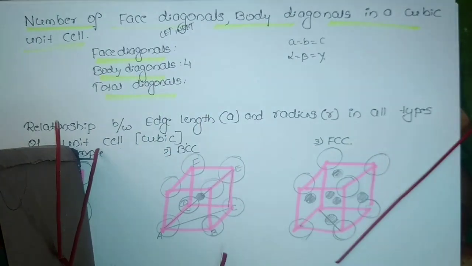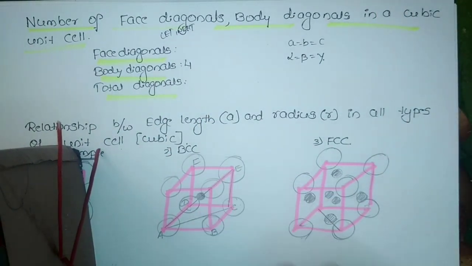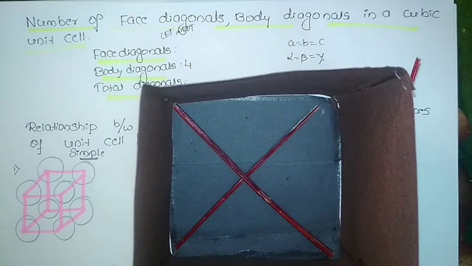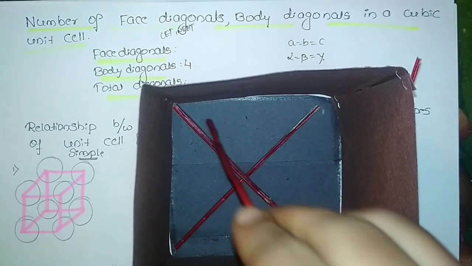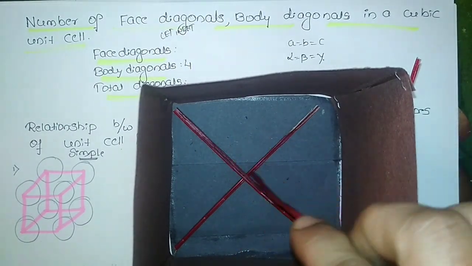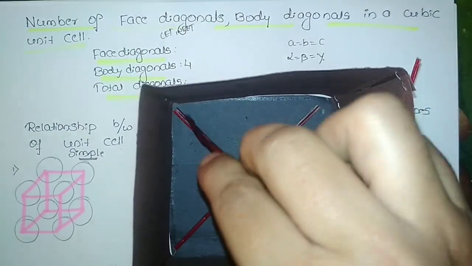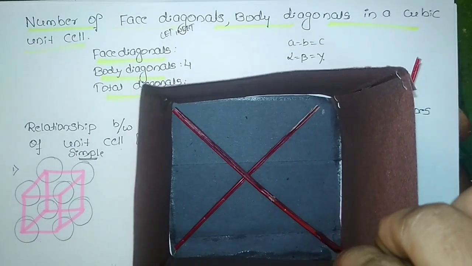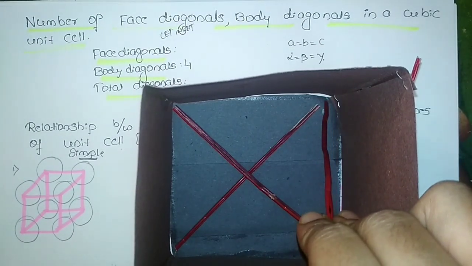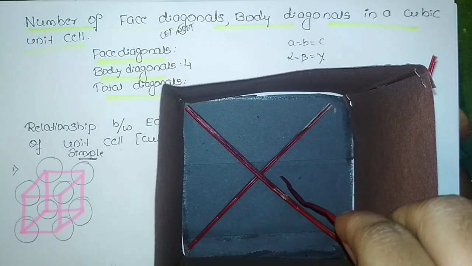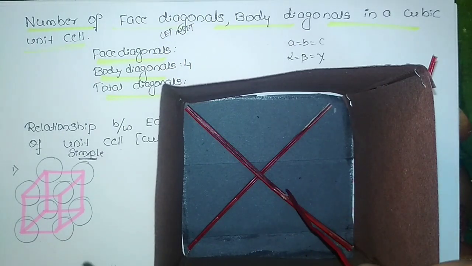Now how many face diagonals will appear? As I told, in a cubic unit cell there are 6 faces. Let us consider this one as one face. From this corner to this corner of the same face, I can put one line, one diagonal. For the same face, from this corner to this corner, this is called a face diagonal. Similarly, from this corner to this corner, I can put another line. So for the same face, I can put 2 face diagonals.